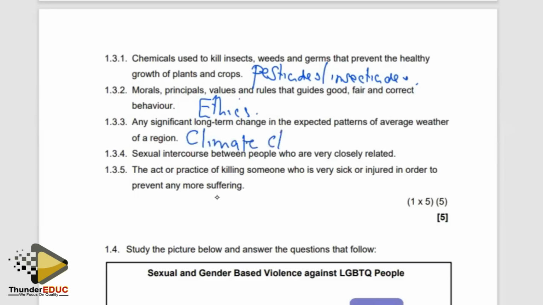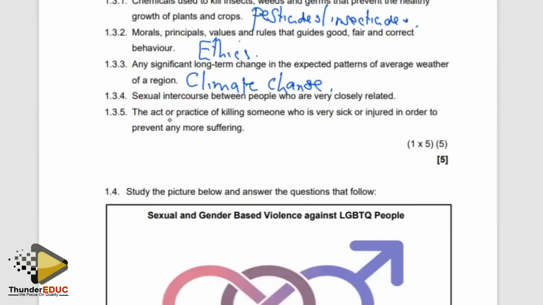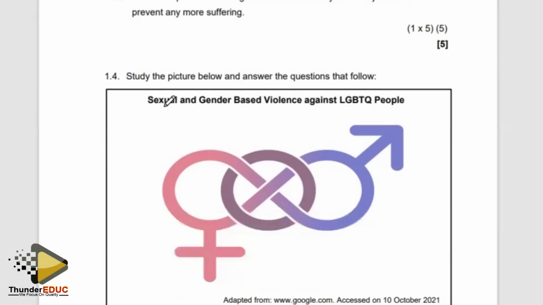It's called climate change. Then sexual intercourse between people who are very closely related. It is called incest. The act or practice of killing someone who is very sick or injured in order to prevent anyone suffering is called euthanasia. Euthanasia. It's called euthanasia. That is the act or practice of killing someone who is very sick or injured in order to prevent anyone from suffering.